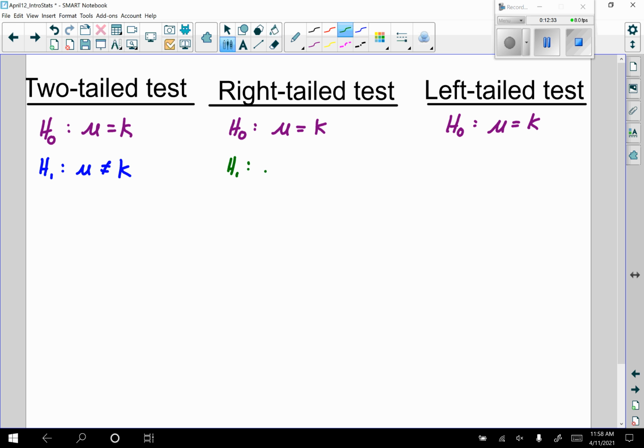Right-tailed test means mu is going to be greater than k. And a left-tailed test, alternative hypothesis, means mu is going to be less than k. And again, k is just the specific value that the researcher comes up with before conducting hypothesis tests.